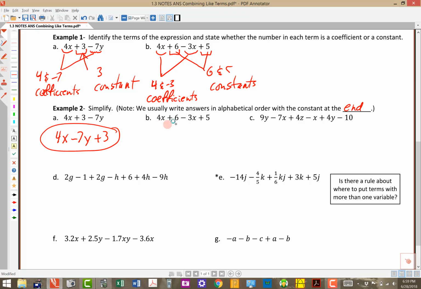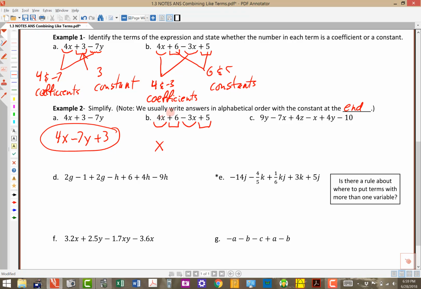So we've got the 4x, we've got the plain old 6, we've got the -3x, and then we've got the 5. So just like I did before, I'm going to put a little looping line underneath the 2 x terms, and then I'm going to put a little box underneath the 2 constants. That's going to remind me that I can combine those. So I'm going to do a 4x minus 3x. 4x minus 3x is an x.